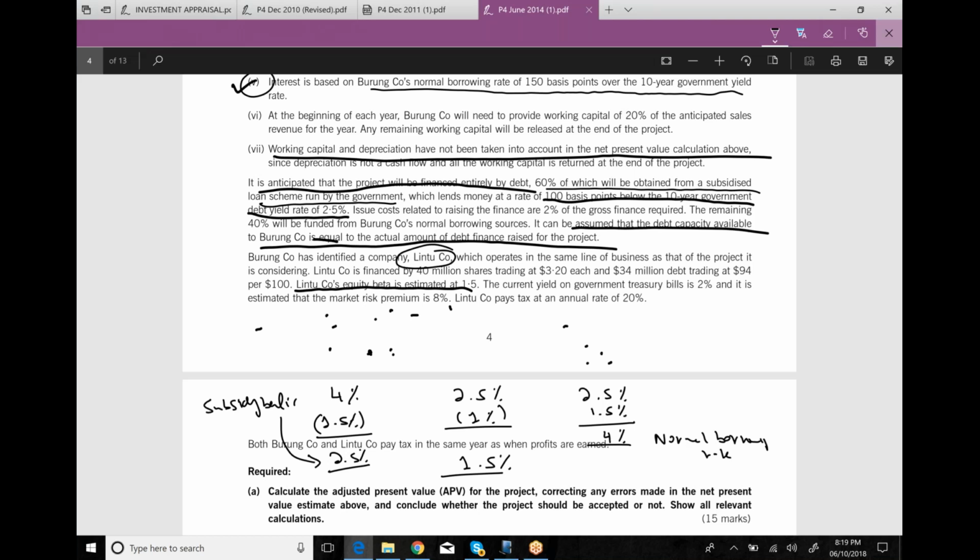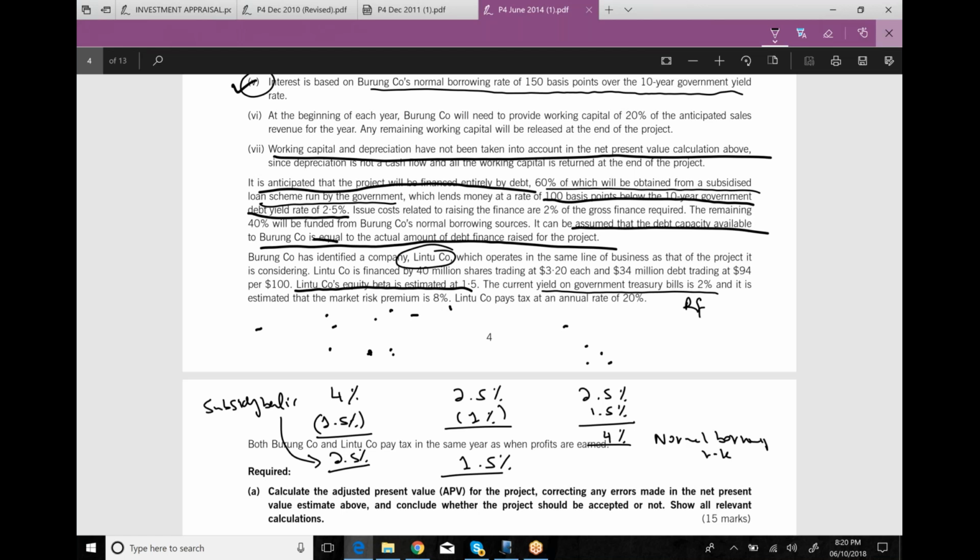Lento company is financed by 40 million shares trading at 3.2 each and 34 million debt trading at 94 per 100. Lento company's equity beta is estimated at 1.5. The current yield on government treasury bills is 2%. So the yield on government treasury bills is your RF, the risk-free rate. It is estimated that the market risk premium is 8%, that is RM minus RF. Lento company pays tax at an annual rate of 20%.